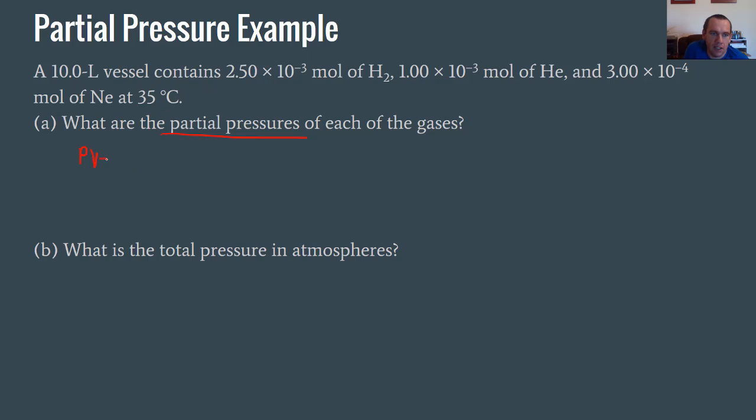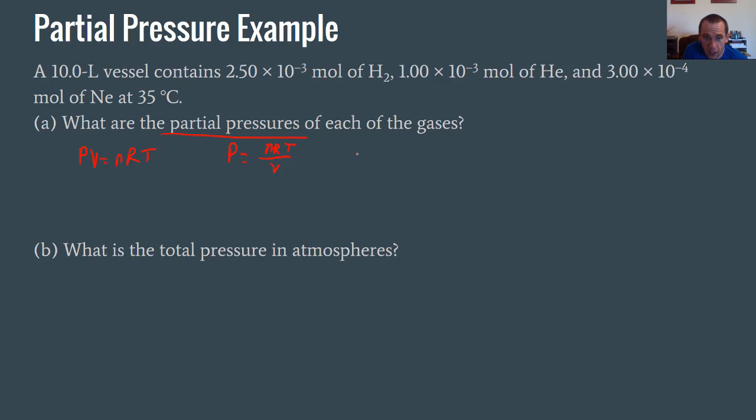So PV equals nRT. Or pressure is nRT over V. Now, again, we want to make sure we're choosing a proper unit for R. It tells us a volume in liters, but then it doesn't ask us anything about pressure. So we can choose either. We could choose R equals 8.314 kilopascal liters per mole Kelvin, or we can choose 0.0821 liter atmospheres per mole Kelvin. But the next question is going to ask us about atmospheres, so we might as well go with atmospheres.